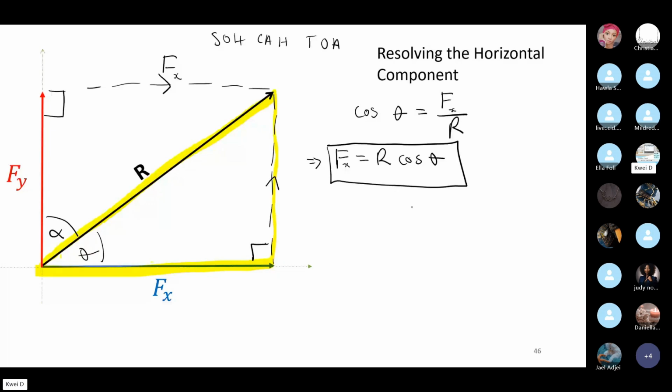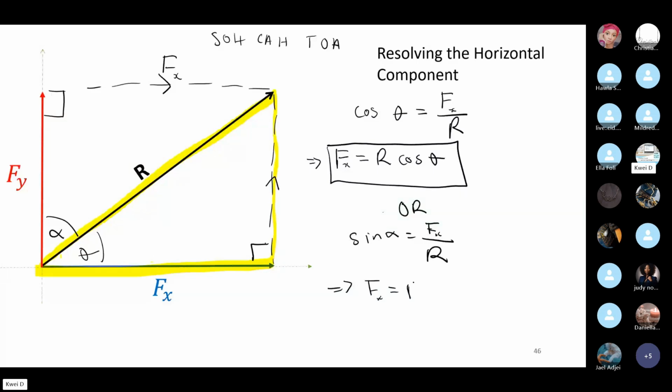Alternatively, you can use the top right angle triangle. In that case, if you observe what we are seeing here, the fx is opposite to the alpha. Since it's opposite, we use the sine. So that means that sine alpha is equal to f subscript x all divided by r. Then that means that our f subscript x becomes r sine theta.